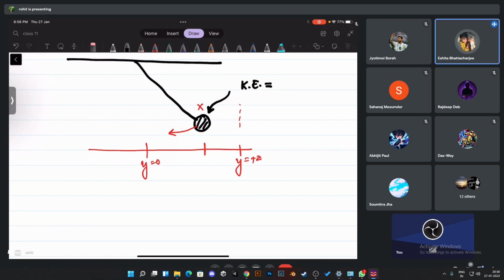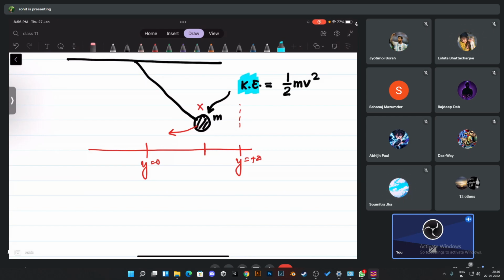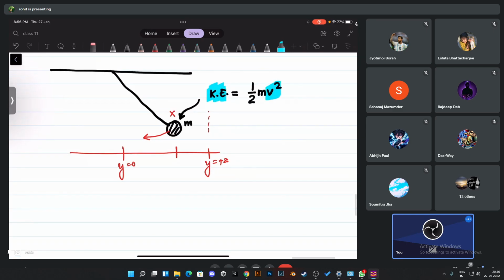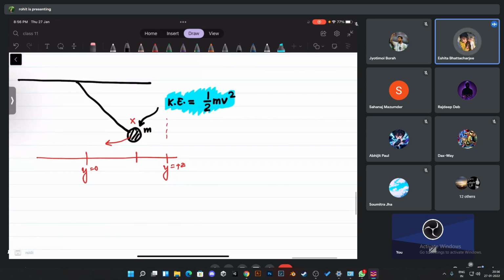Yes, it has kinetic energy. What will be the formula of kinetic energy? Half m v square, where m is the mass of the object and v is the velocity of the object. Do we know how velocity looks like? What is the formula for velocity? So can I find kinetic energy or not, guys? Help me out. The formula is half m and velocity. Who remembers the formula for velocity?